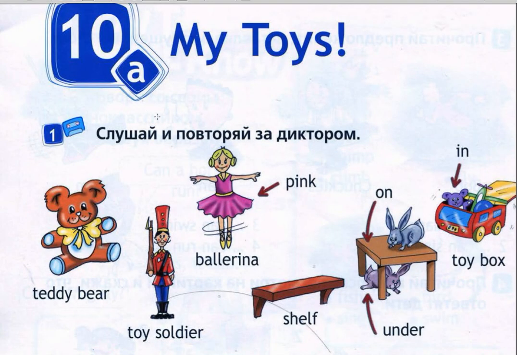Boys and girls, we begin our work. Open your books, please. Page number 80. My toys. Exercise number 1. Repeat after me. Teddy bear. Toy soldier. Ballerina. Pink. Shelf. On. Under. In. Toy box.